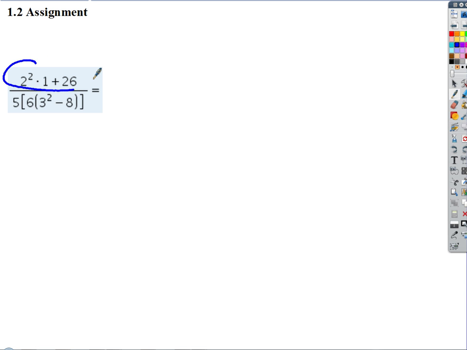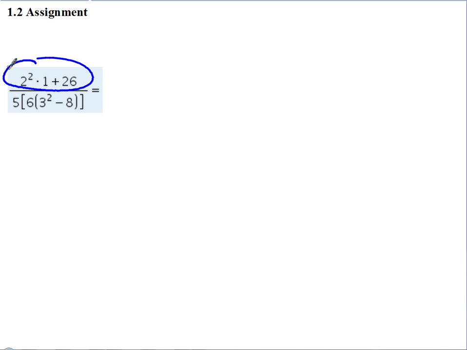Let's make that, how about blue? What can I do on the top of this? What's the first thing I'm going to do if I follow PEMDAS? Exponents. Okay, so the 2 squared becomes a 4. Now what? 4 times 1 is 4, so I end up with 4 plus 26. That's pretty easy. What is that? 30. Okay, what about the bottom?